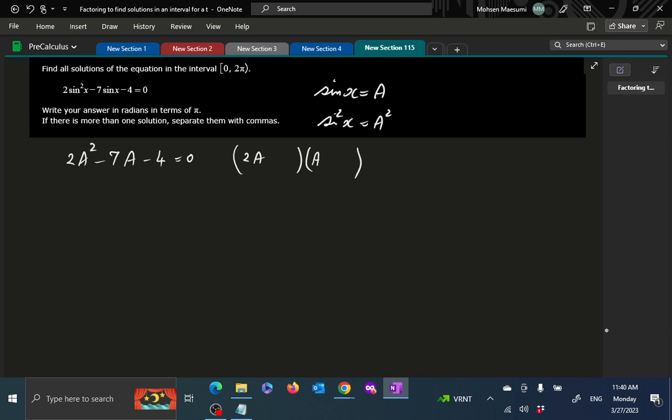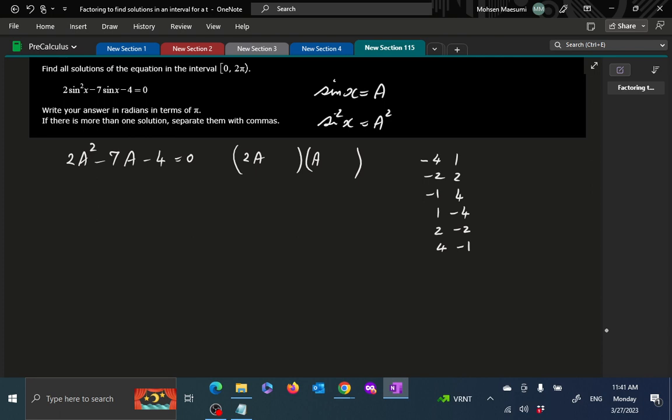4. I can have minus 4 and 1. I can have minus 2 and 2. I can have minus 1 and 4. I can have, going the other way, 1 and minus 4, 2 and minus 2. I can have, of course, 4 and minus 1. Which one of them is it that when I multiply by 2 and 1 and add them, it's going to give me minus 7a?